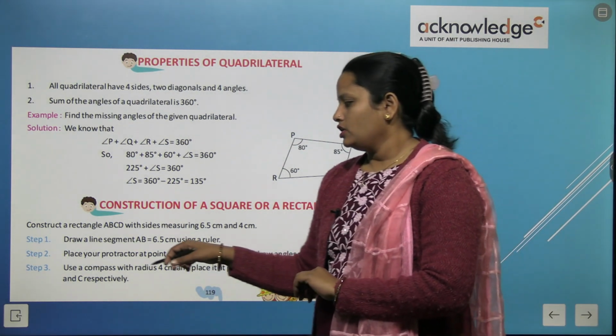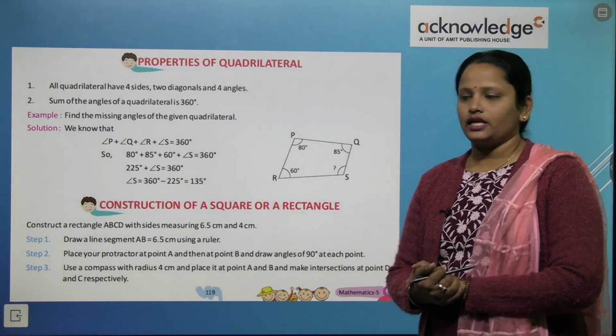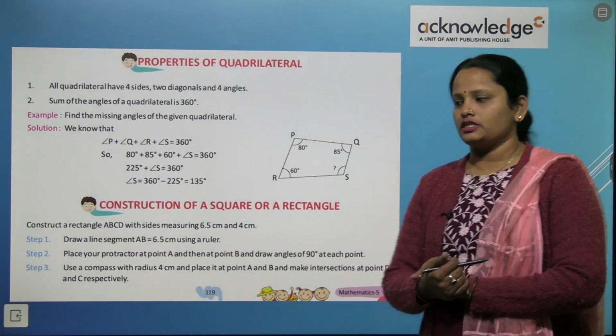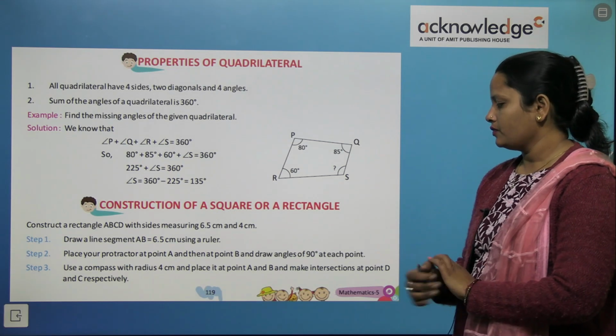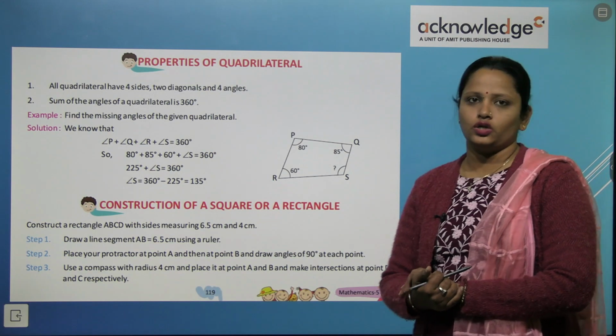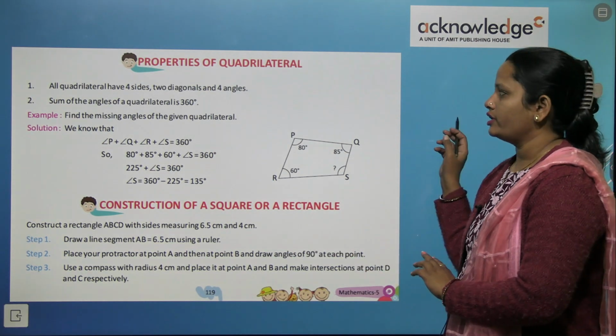From each point use a compass with radius 4 centimeter. एक कॉम्पस लेना है और उस पे रेडियस लेना है 4 सेंटीमीटर का. Place it at point A, उसे A पॉइंट पे रखना है and then intersect the point B, और हमें पॉइंट B को इंटरसेक्ट करना है and C also respectively.